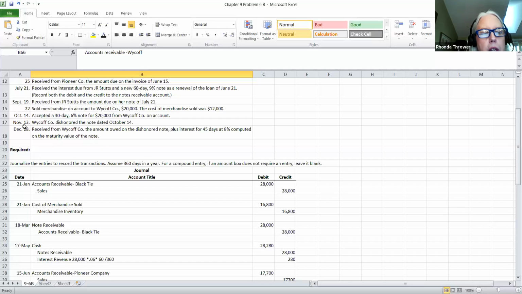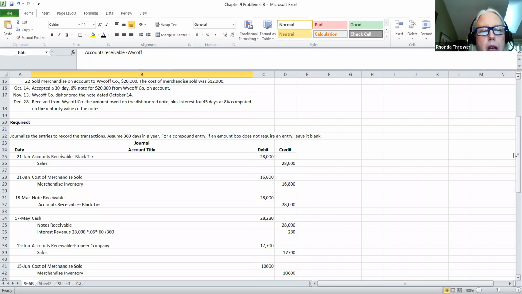Now on November the 13th, the same Wyckoff Company that we have established a note for is dishonoring the note that was dated October 14th. What dishonored means is they're not going to pay you. They haven't paid by the due date. So what we have had to do is take that note that was established on October the 14th off of our books and reestablish an accounts receivable in exchange for that note. We put the accounts receivable back on the books so that we can try to collect from that customer the full amount that is due from that note.